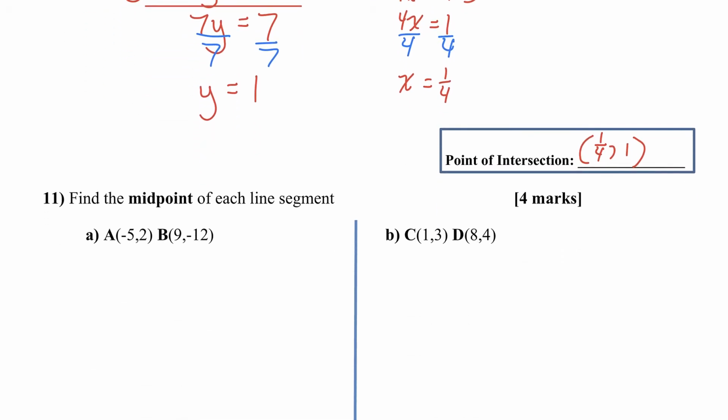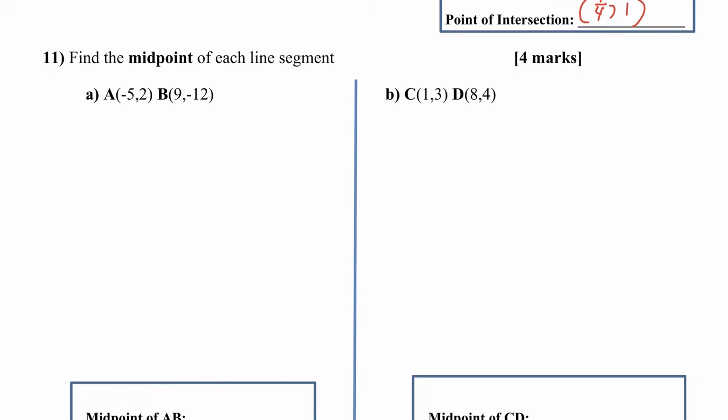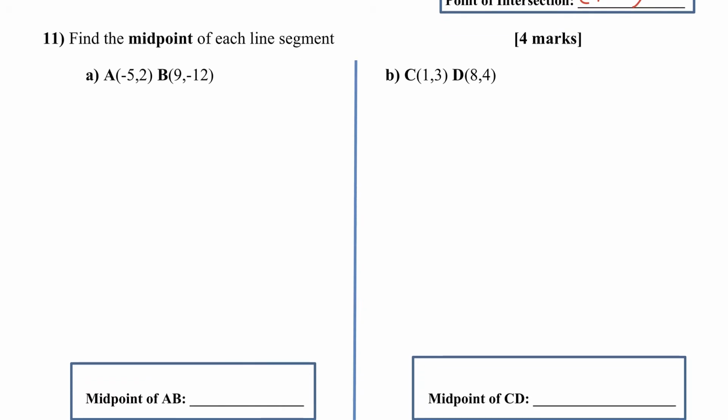Moving on to question 11, it says to find the midpoint of each line segment that connects each pair of points that I have here. As a reminder, I'll write the midpoint formula, and then to find the middle of 2 points, I just have to average the x's and average the y's. It doesn't matter which of these points you consider your first or your second.